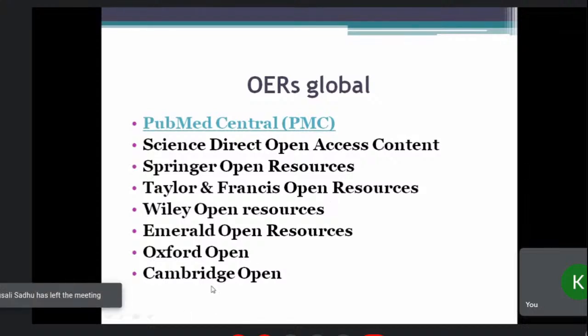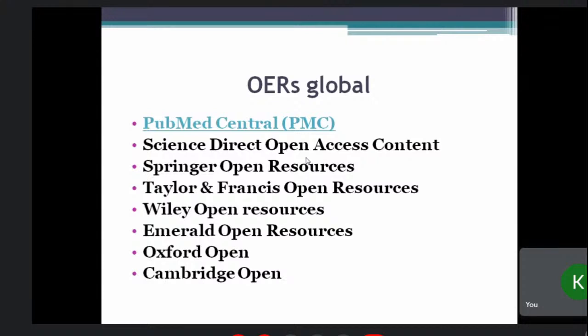I'm not going into the details of all these things, but these are the open source books available. This is the open source database, PubMed Central of journal database, Science Direct open access, books and journals, then Springer open access, books and journals, Taylor Francis open access resources, Wiley open access, Emerald open access, Oxford open access, and Cambridge open access. These publishers provide some of their resources in openly accessible mode.